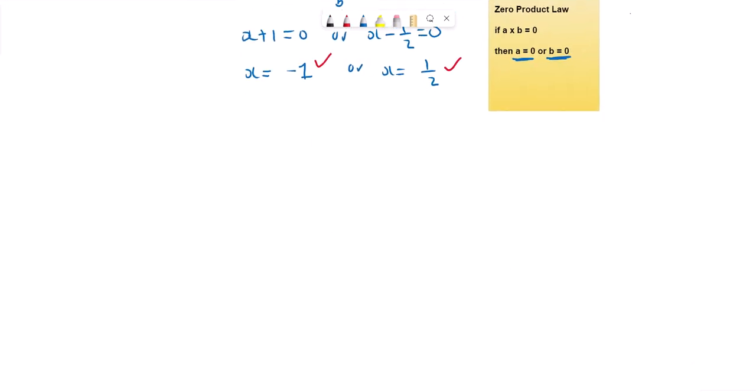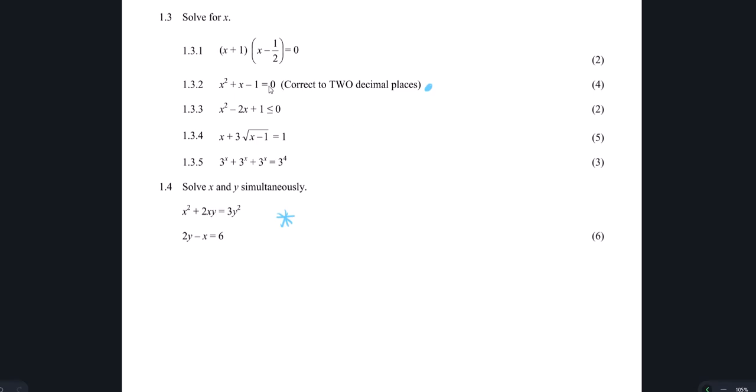So let's go to 1.3.2. Here it is simple. Correct to 2 decimal places gives you a hint. A hint to do what? A hint to use the quadratic formula. It states like this: x is equal to negative b plus or minus the square root of b squared minus 4ac, all over 2a.